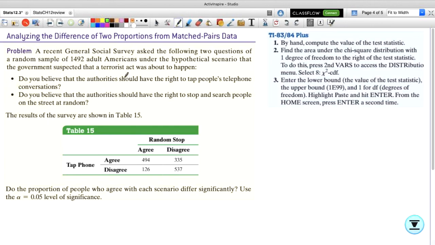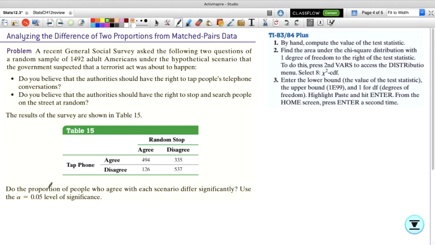Do you believe the authorities should have the right to tap people's cell phone or telephone conversations? Do you believe that authorities should have the right to stop and search people on the street at random? And the results are in this table. So you had people who agreed with random stops and agreed with phone taps. You have people who agreed with random stops but did not agree with phone taps, and then the other combinations there.